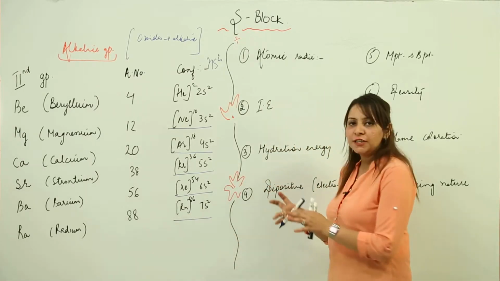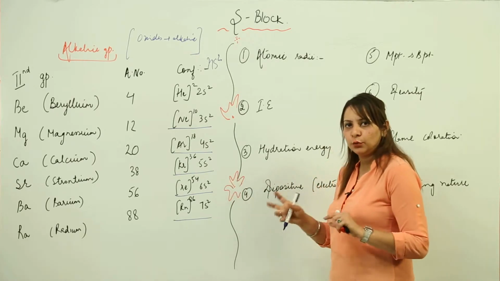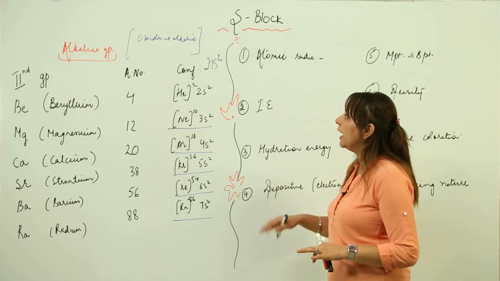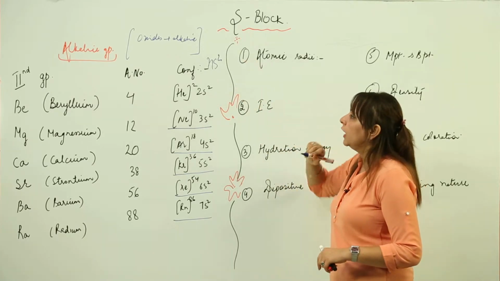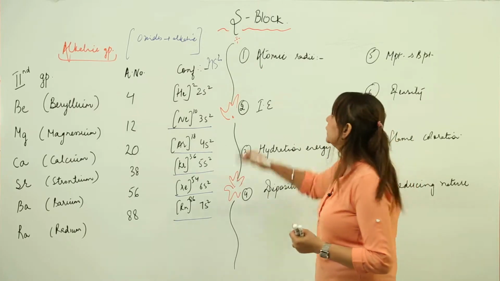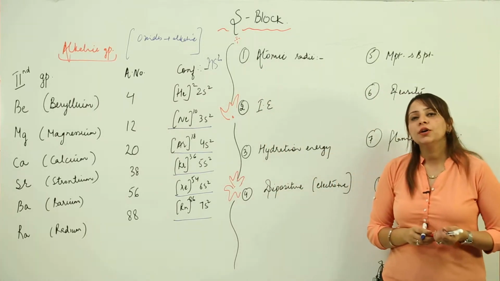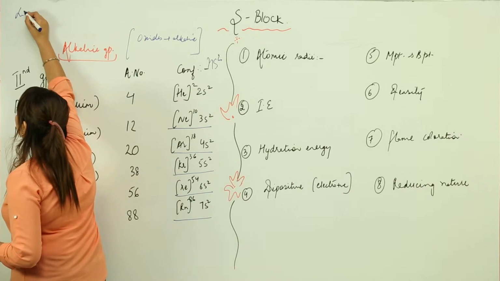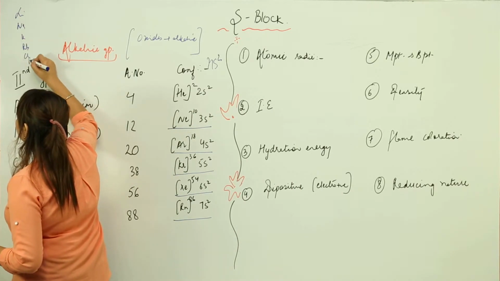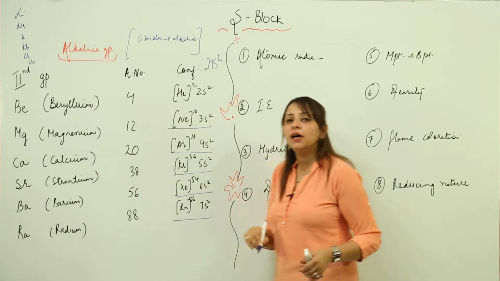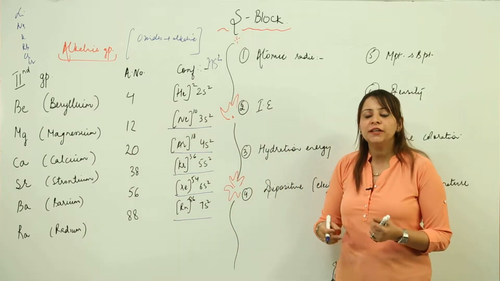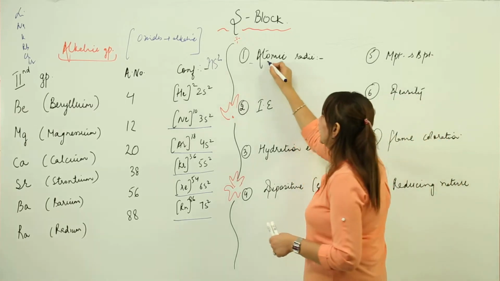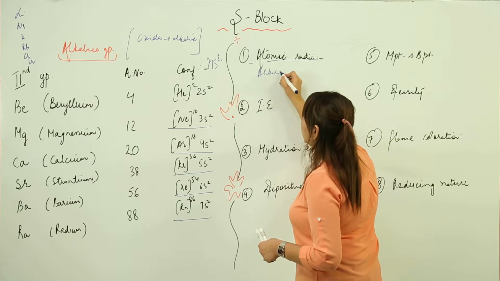I have written this in a compressed form, but you can write it in an open form also, both are the same thing. Now that we know the configuration, they all have ns2 electrons. Now we start with the other physical properties, the first being atomic radii. We will compare them with the first group, that is lithium, sodium, potassium, rubidium, cesium and francium, and we will also compare their members among themselves.